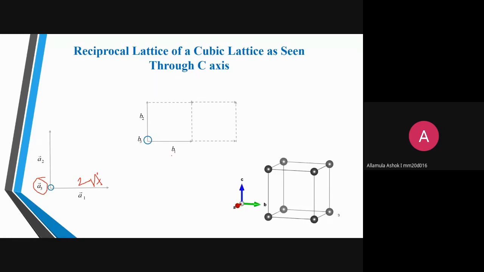From the definition, as we derived, b1 is perpendicular to a2 and a3. So I have to take one b1 vector which is perpendicular to a3. Anyhow, a3 is perpendicular to the paper, and a2. b1 is perpendicular to a2 and a3.